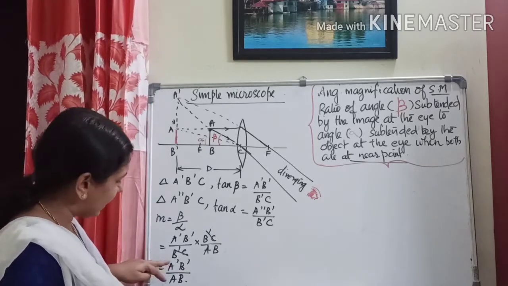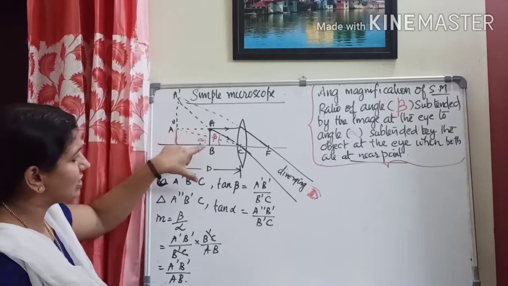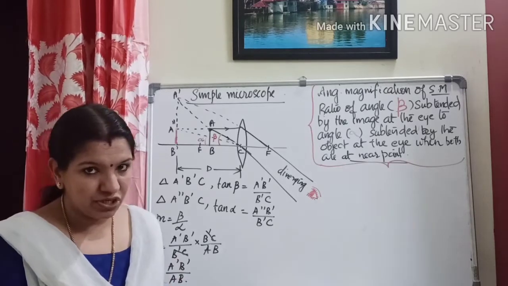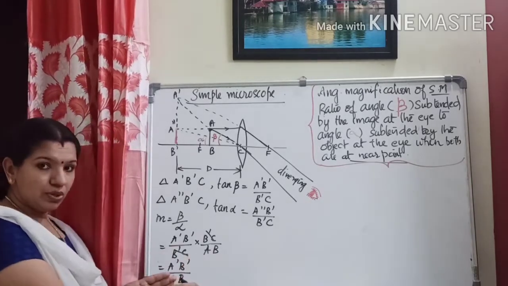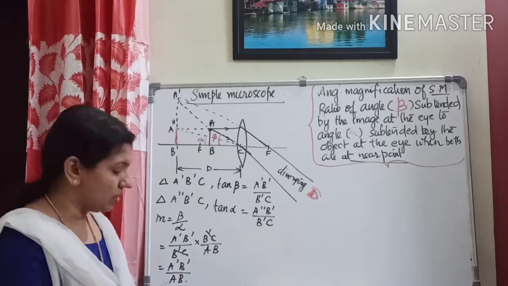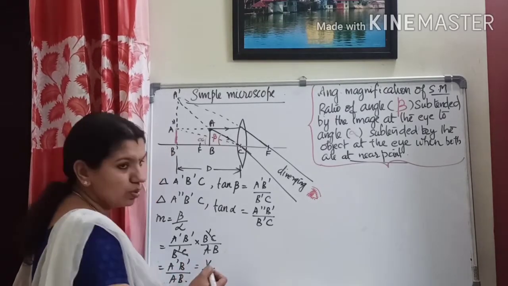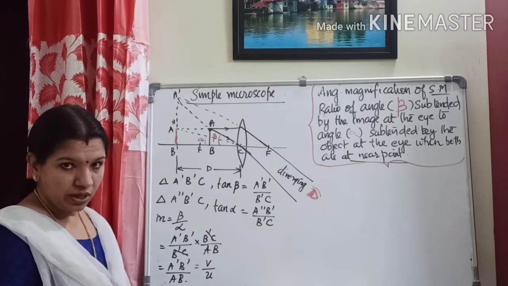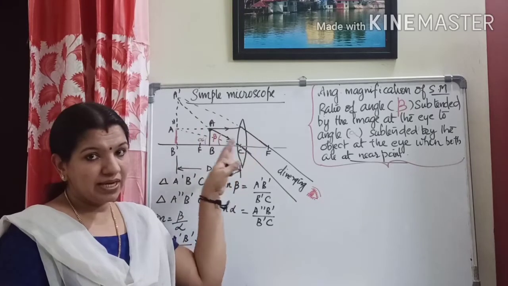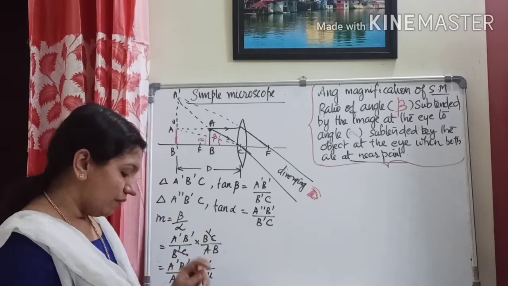Okay. Actually what is this? A dash B dash is the height of the image and AB is the height of the object. Actually this is equivalent to the linear magnification now. Also you can prove that this is equal to V by U, that you have already done in the starting of this chapter. So A dash B dash by AB is equal to V by U. That also you can prove. Okay. Now here what you are going to find is the angular magnification in terms of D.